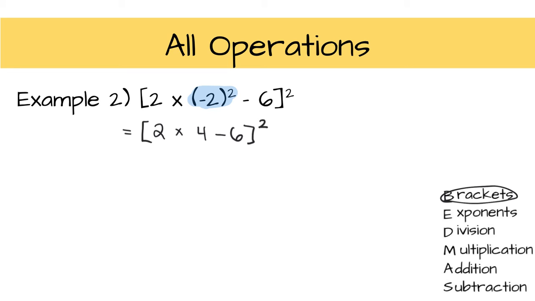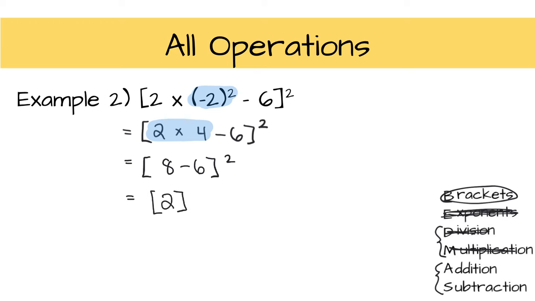Next, inside our brackets, we've taken care of the exponents. We're looking for division and multiplication, which right here we have a multiplication, so we'll do our next step. 2 multiplied by 4 is 8 minus 6 squared, so we've taken care of our division and multiplication. And now we're going to look for addition and subtraction. That's our last step. So that gives us 8 minus 6, which is 2 squared, and that will give us a final answer of 4.